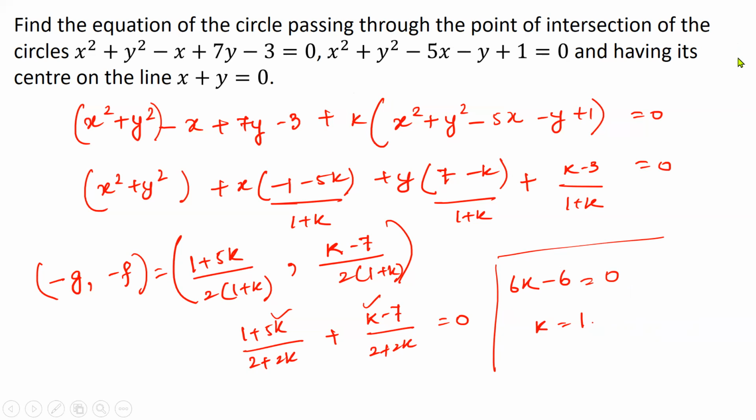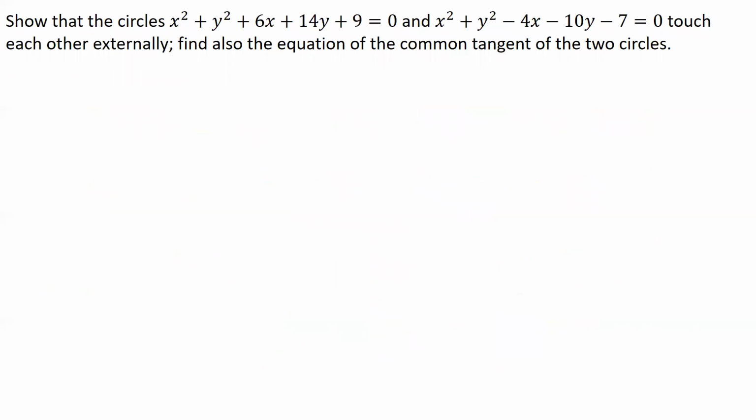Next, show that the circles x squared plus y squared plus something something and something touch each other externally. So they are giving us the equations of two circles, and they want us to prove that they are touching each other externally. That we need to prove, that they just touch each other externally. This is what we are required to prove.